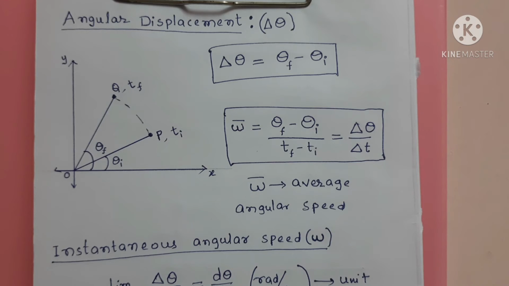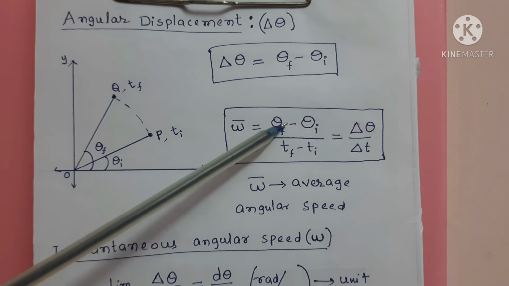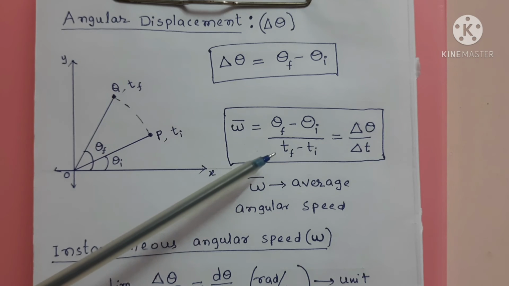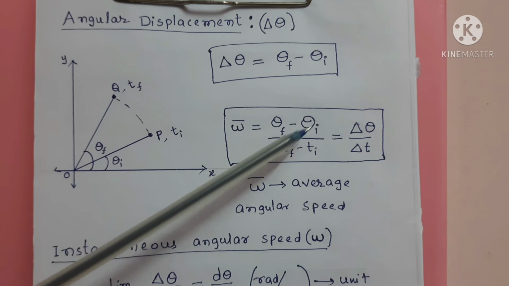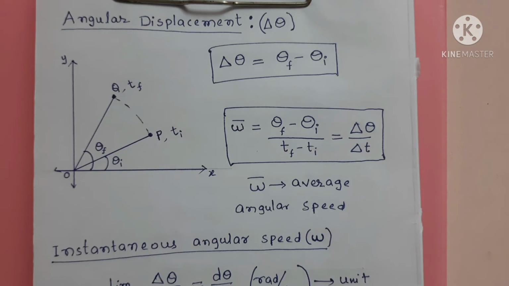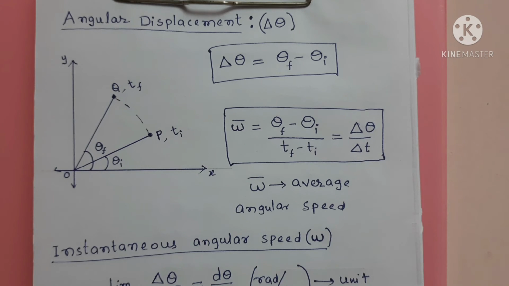If you know the angular displacement, you can find the angular velocity, or angular speed, also. Angular speed means angular displacement divided by total time taken. That is, angular speed omega equals angular displacement, theta f minus theta i, divided by the total time interval tf minus ti. Simply theta f minus theta i by tf minus ti, that is del theta divided by del t. This is the average angular speed, angular displacement by total time taken. Okay.